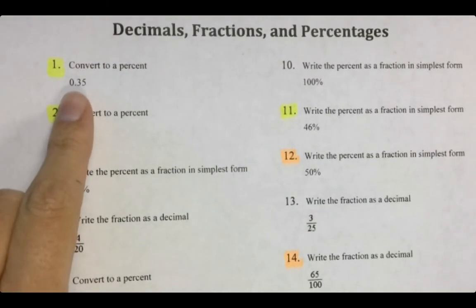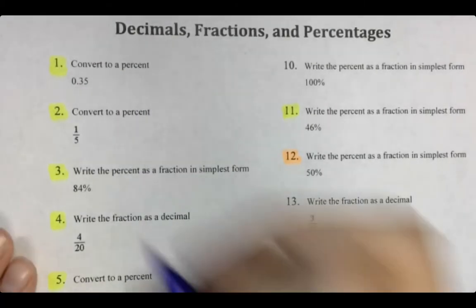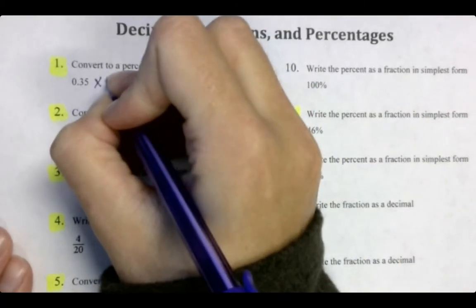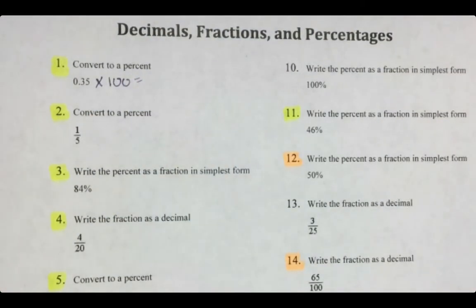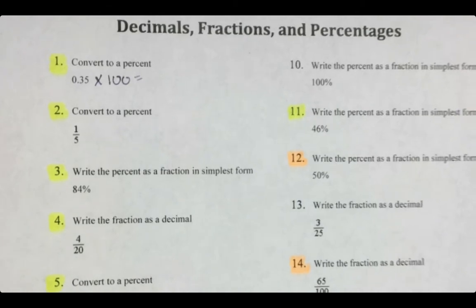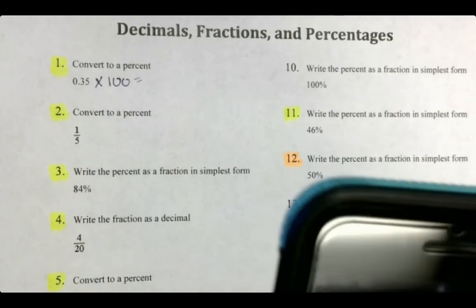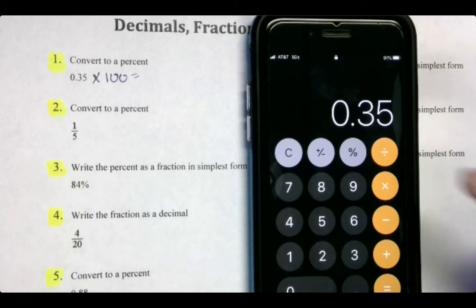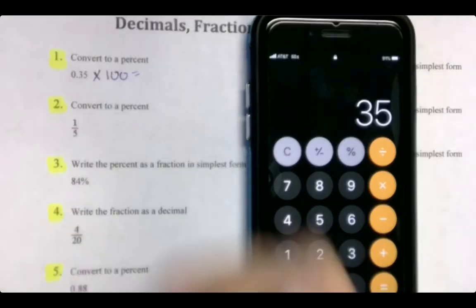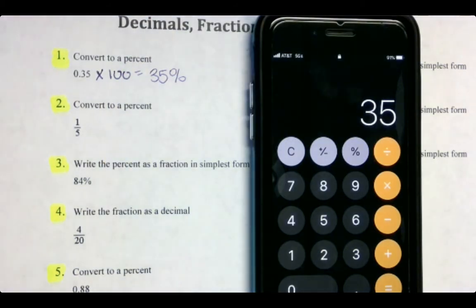It says convert to a percent. So all that means, a decimal to a percent, is you are just going to multiply it by 100. So you are going to take your calculator, if you don't know what this is, and you are going to type in 0.35 times 100. 35, and I'm going to add a percent sign. That's all we're doing.